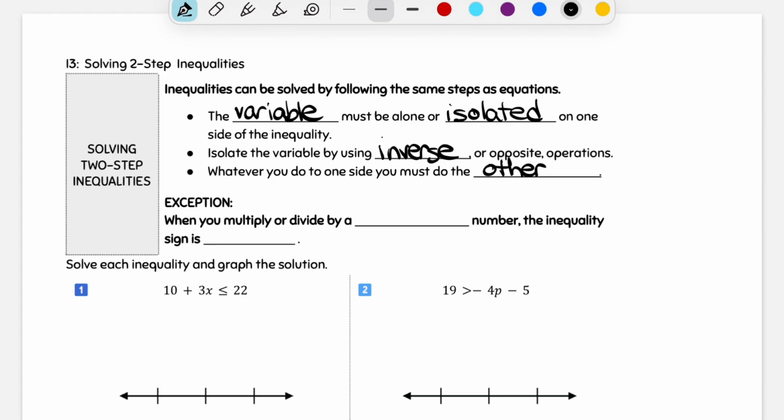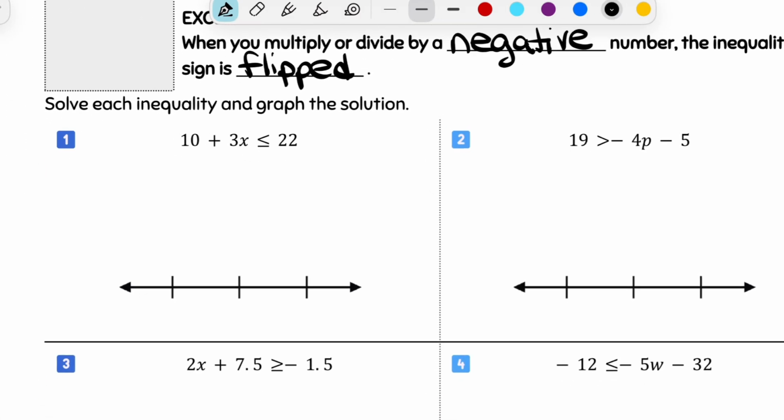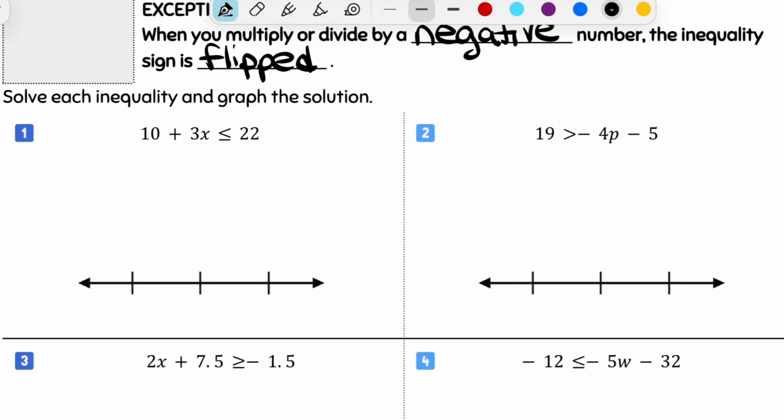Now, just like with one-step equations, there's a really important exception. When you multiply or divide by a negative number, the inequality sign is flipped. So let's get right into it here. The instructions for these 6 problems are to solve each inequality and graph the solution.